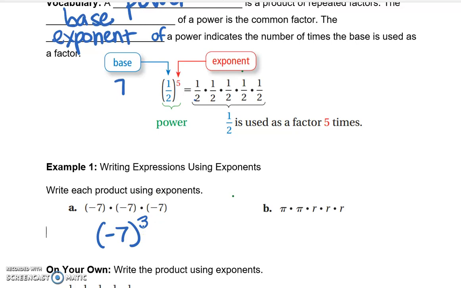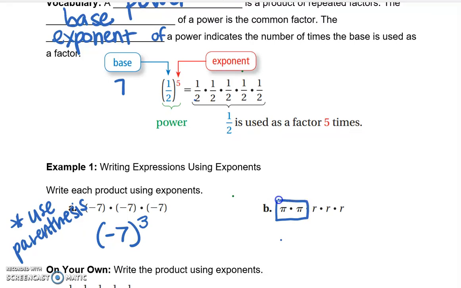Now I want you to notice something. If there are parentheses in the example problem, you need to use parentheses in your final answer. Okay, I'll show you in a minute why those parentheses matter.